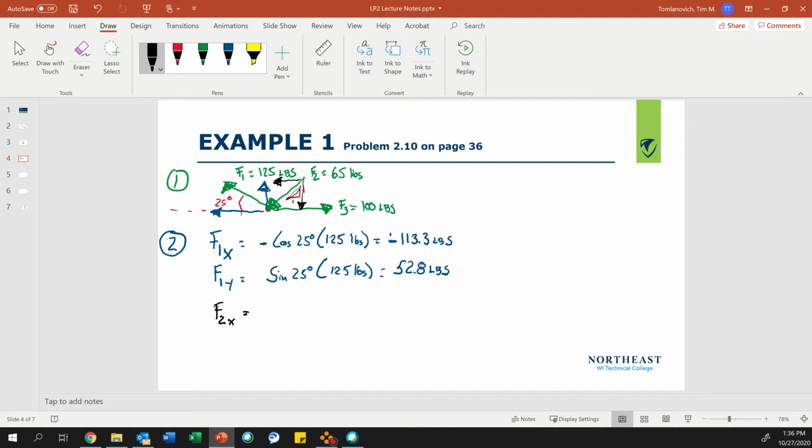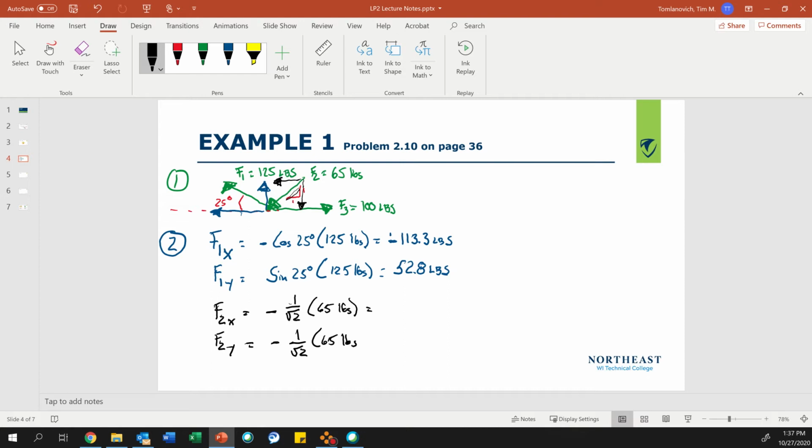So my F2x is a negative, so the horizontal is 1 over the square root of 2 times 65 pounds, and then F2y equals a negative 1 over the square root of 2, right? This is my horizontal side. This is my vertical side of my slope triangle times 65 pounds.